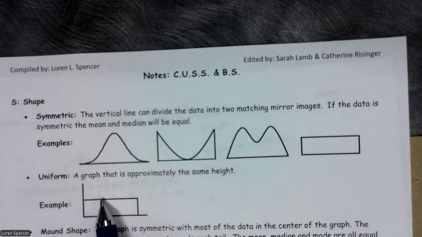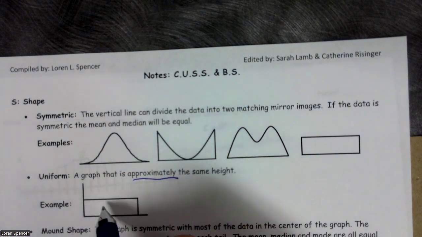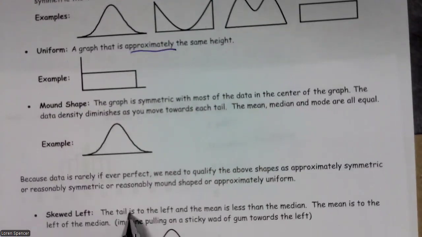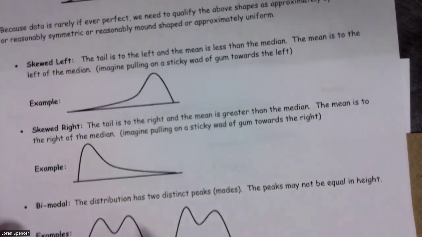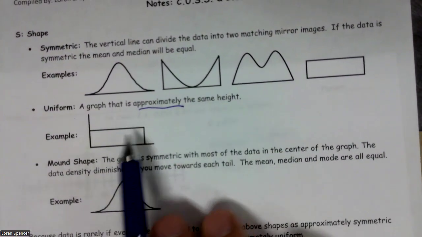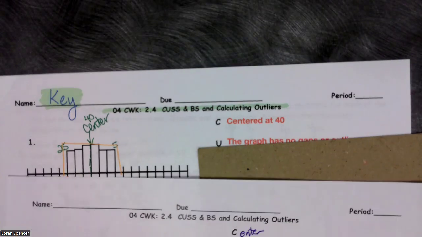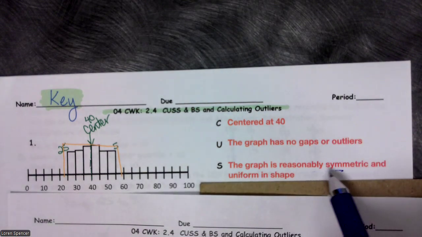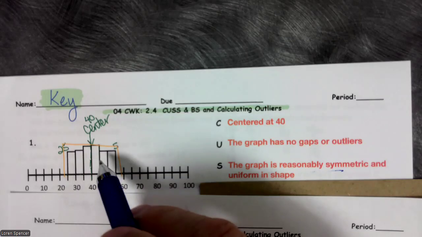And we also see it looks like approximately the same height. The key word is approximately, so uniform, so symmetric and uniform. Definitely not mound shape, definitely not skewed left or right, and definitely not bimodal. We don't have two humps. So our best choice here looks like symmetric and uniform. And you could just say it's uniform because all uniform is symmetric. So in this case, our shape is approximately uniform and reasonably symmetric, approximately symmetric and uniform. It's not perfect. It's not a perfect block, but it's close.